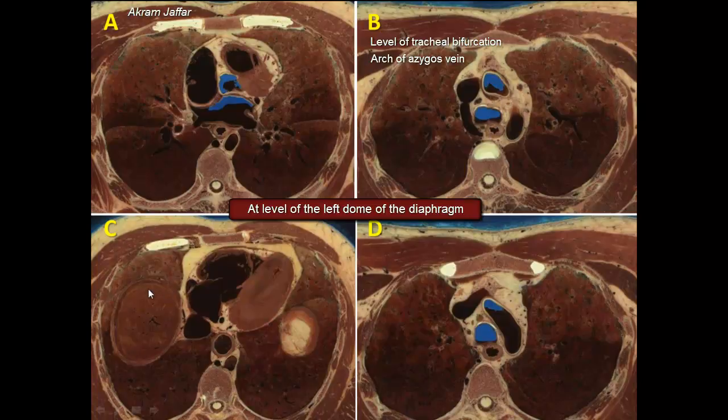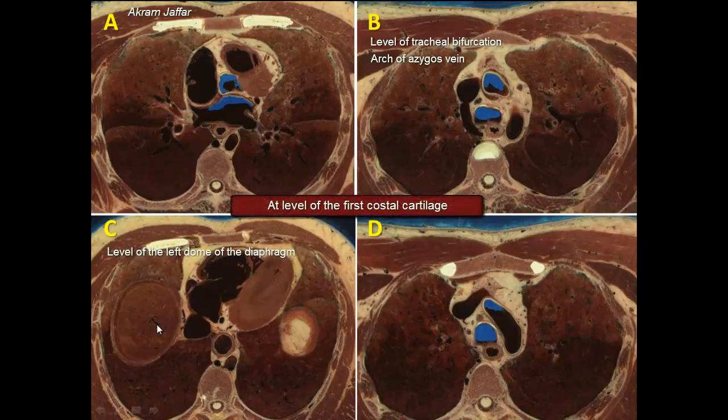On the right side, we cannot see the right dome of the diaphragm. We can see, instead, the liver, because the right dome of the diaphragm is located at a higher level than the left dome of the diaphragm. It is pushed upwards by the liver. So in one section, we can see the left dome, but not the right dome of the diaphragm. We can only catch the right dome of the diaphragm in a section that is located at a higher level than this one.